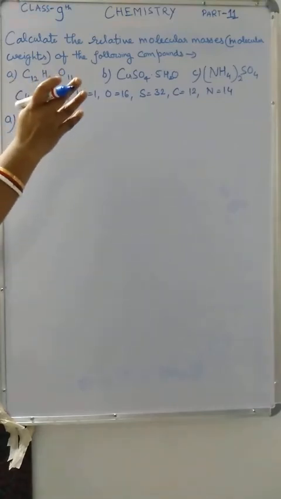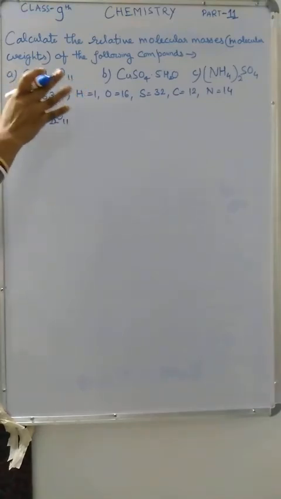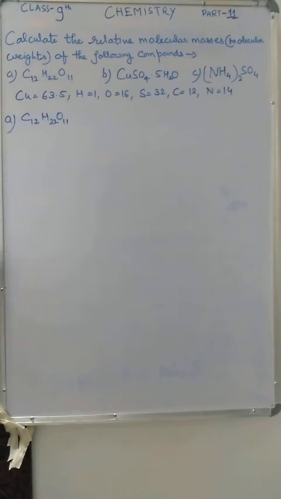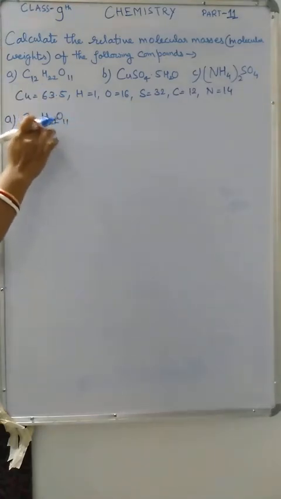This is the common one. You should remember all these atomic masses of these elements. So first one, C12H22O11, you have to find the relative molecular mass of this compound.